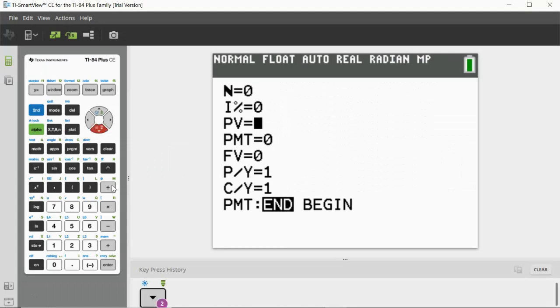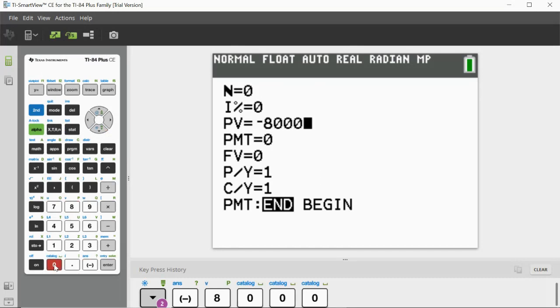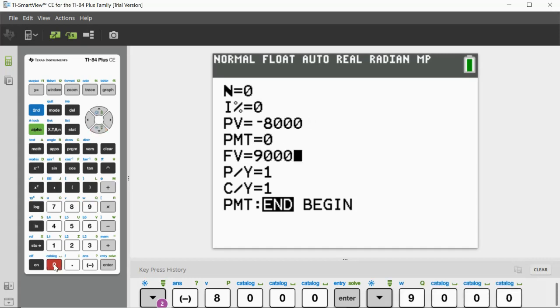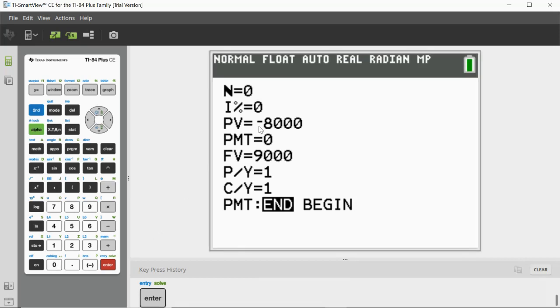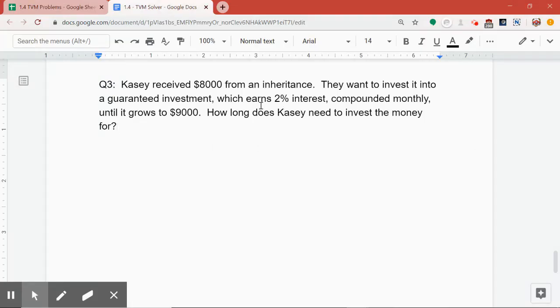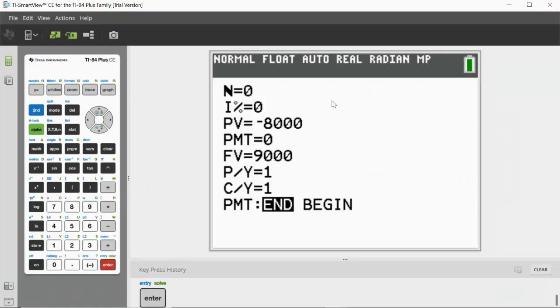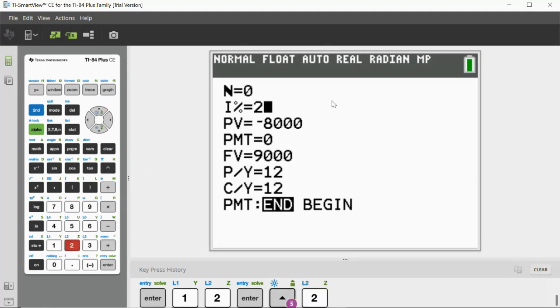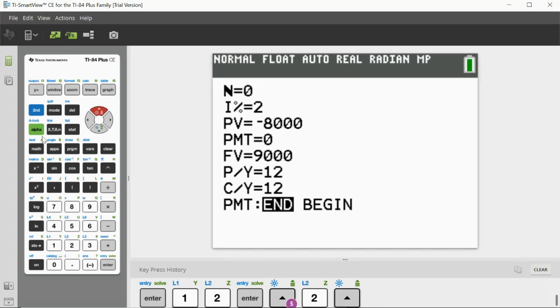So the initial investment is $8,000. And Casey wants this investment to grow to $9,000. So note that the PV is a negative because we have to pay that at the start, and the FV is a positive because we receive that money in the end. Now, this is at 2% interest compounded monthly, so P over Y and C over Y are set to 12. Interest rate was 2%. We want to figure out how long this needs to be invested for, so we want to find our value of N. So we're going to highlight N with our cursor and then press alpha, enter on the calculator. And we receive 70.73.